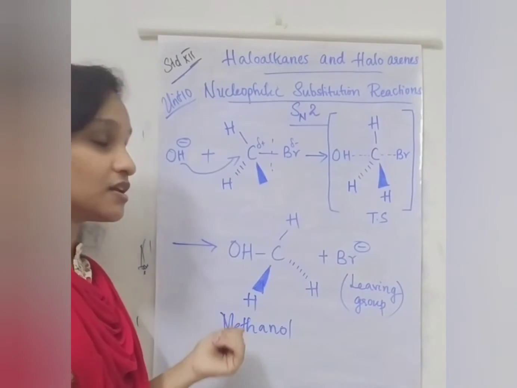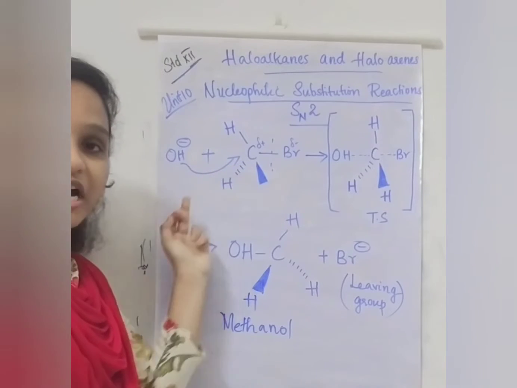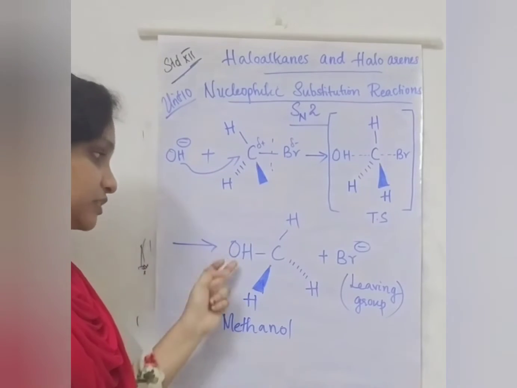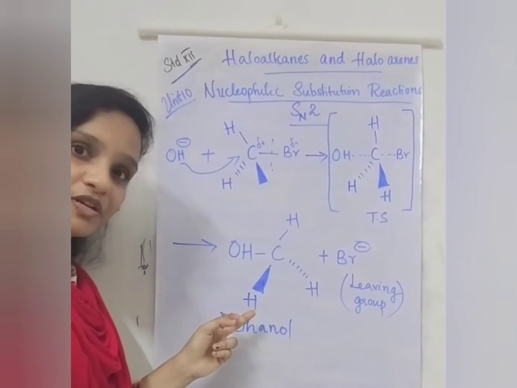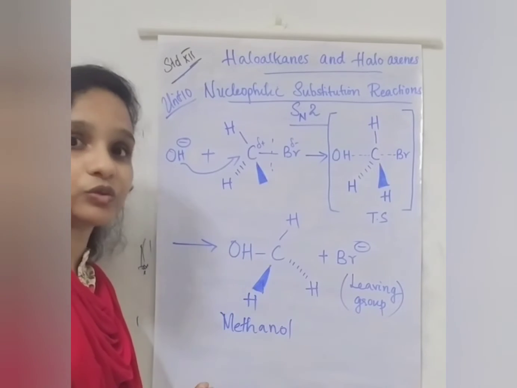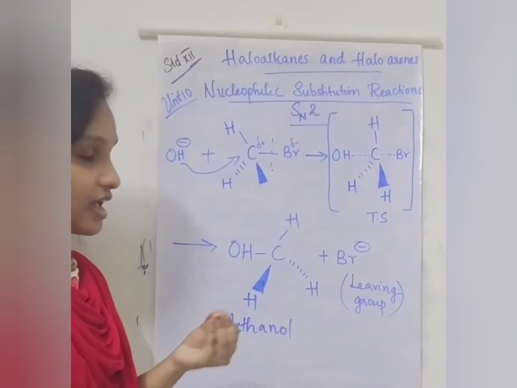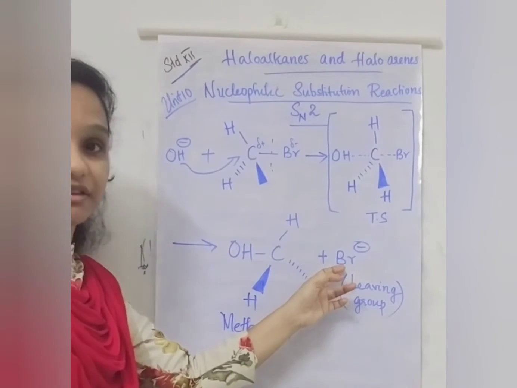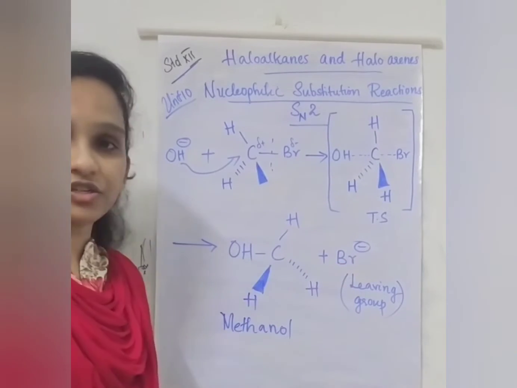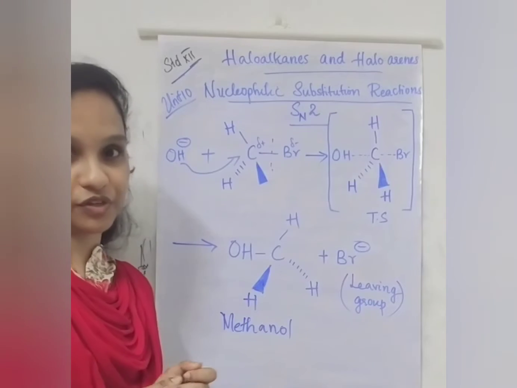As this happens, the configuration of the carbon atom under attack inverts in much the same way as an umbrella is turned inside out when caught in a strong wind, and that pushes away the leaving group. This configuration we call inversion of configuration.